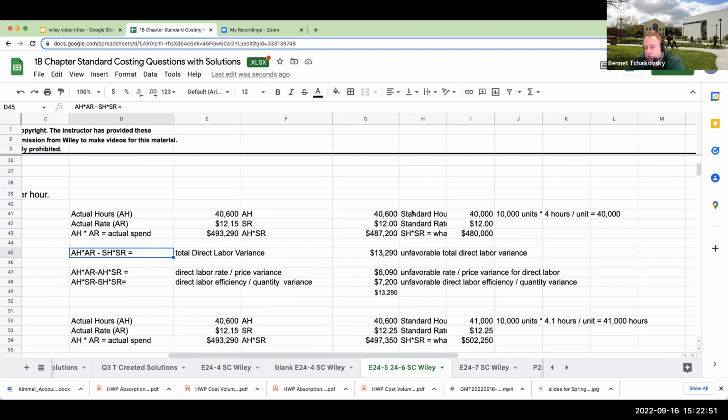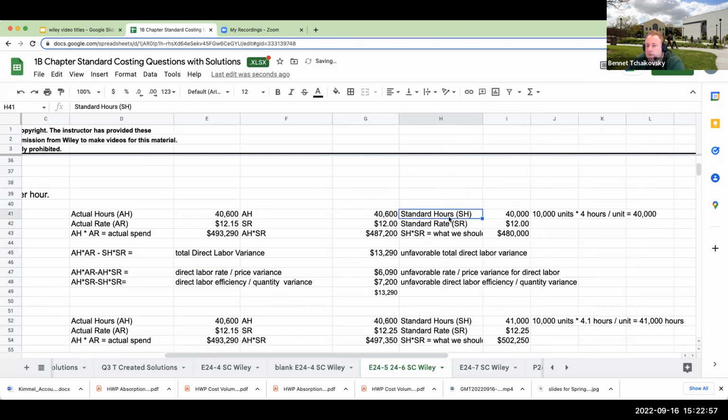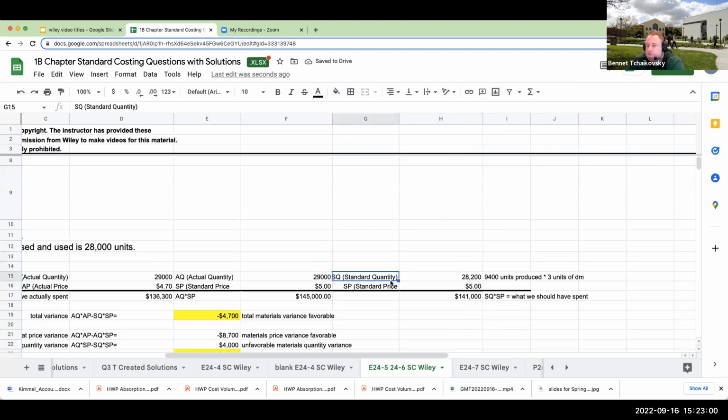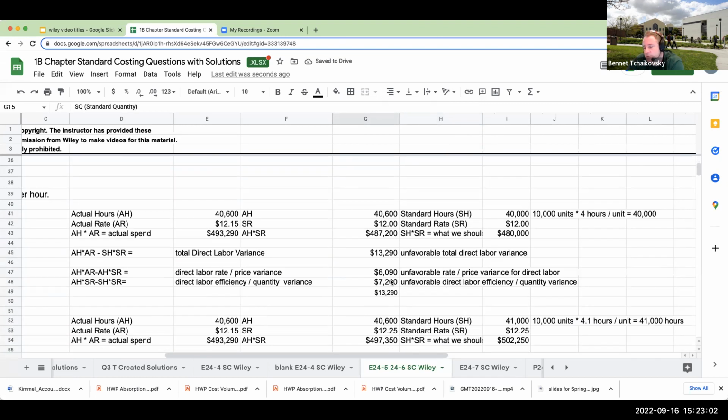When you're figuring out the total variance, usually the hardest thing is figuring out the standard hours or the standard quantity in terms of materials. It's not necessarily overly hard, it's just that sometimes it can be tricky, whatever the standard amount is. You're going to want to take the units produced times this. Then over here, when I'm looking at the actual amount, I compute the total amount. Then I put in that middle value.